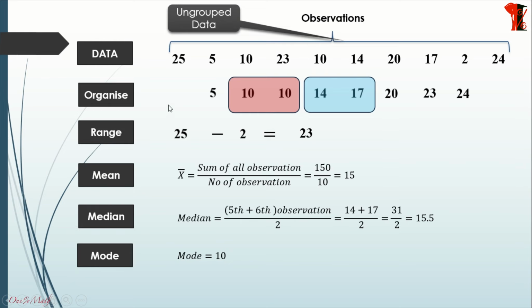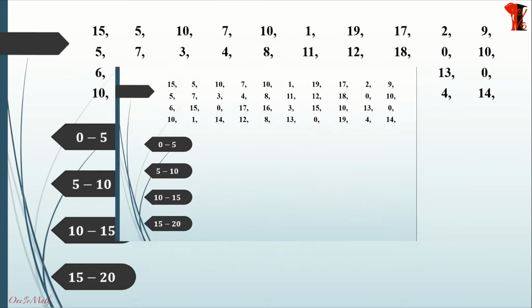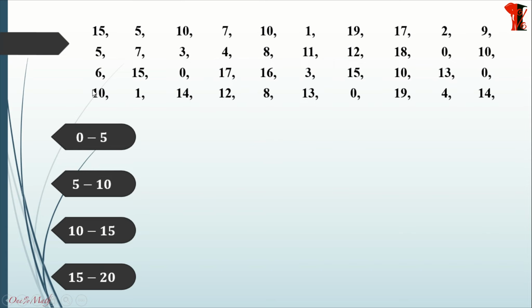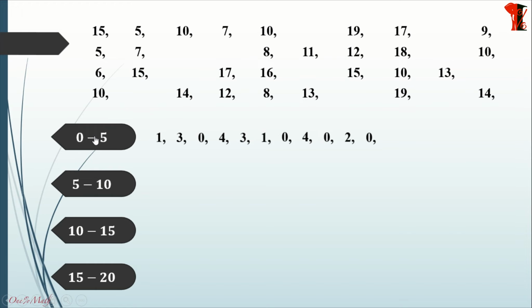All these things are simple when it is ungrouped data. So what happens when we have grouped data? Let us see that. Let us consider all these observations. Together these are called data, and each number is called an observation, as we discussed in the previous slide. Here you can see 0 to 5, 5 to 10, 10 to 15, 15 to 20. These are all groupings of observations. If I say this is the group 0 to 5, the numbers available in this group are 1, 3, 0 and 4. The maximum number I have taken here is 4.